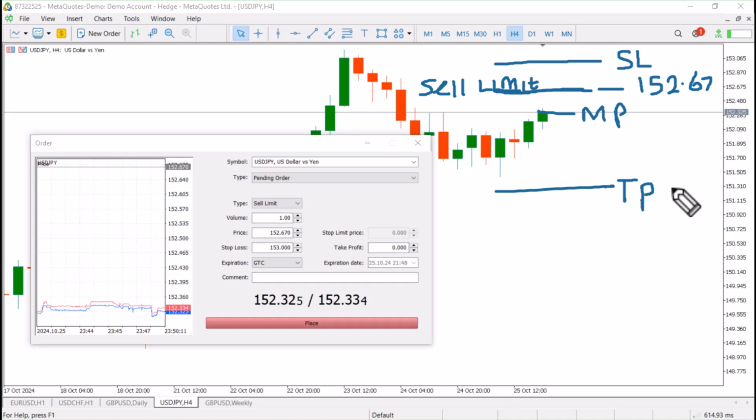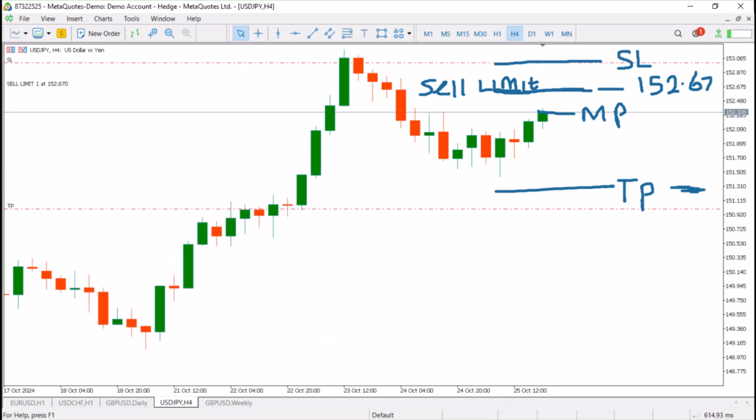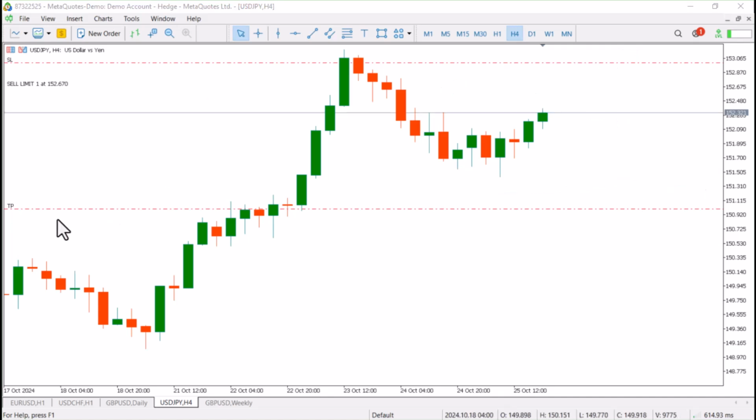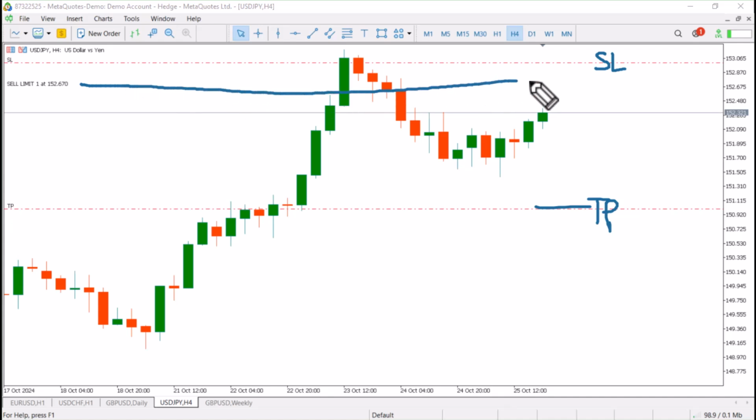Let's place our TP at the price of 151 price level. Now what we do is we move on to the order window and we set 151. Once we do that, then we click on place. Once we click on place, you can see right now the order has been placed on our chart. Now we have our TP here, and we have our stop loss above, and we have our sell limit. You can see our sell limit acts at this level. This our sell limit right here.